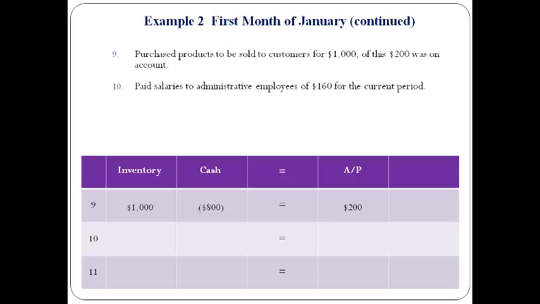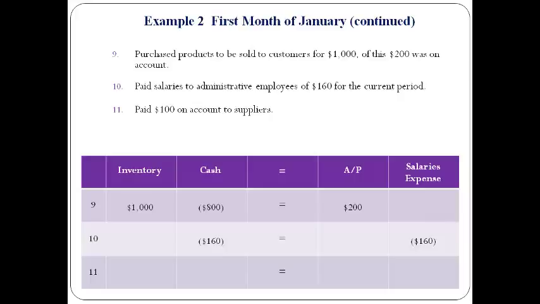And the rest is owed, so a liability, accounts payable, is used. Paid salaries to administrative employees who worked in the current period. Provided goods and services to customers? No. Was a service received by the company? Yes, the employees worked. That creates the expense account, labeled for what it is. Were the employees paid? Yes, so cash decreases.